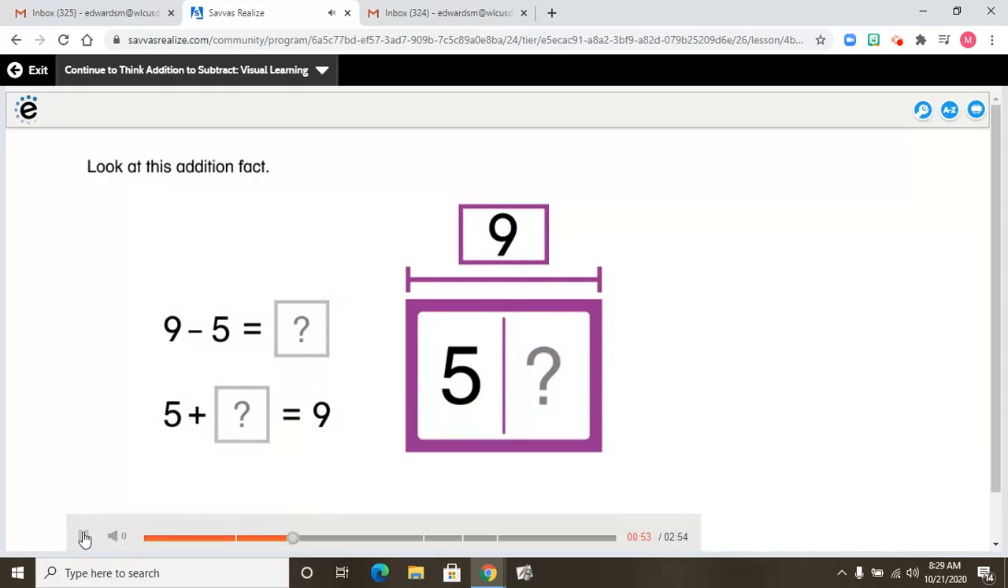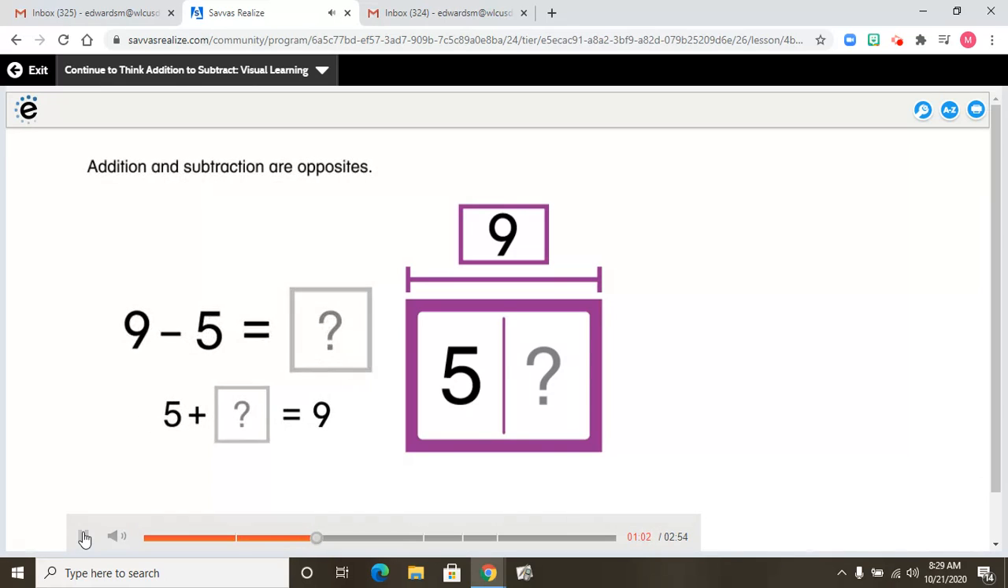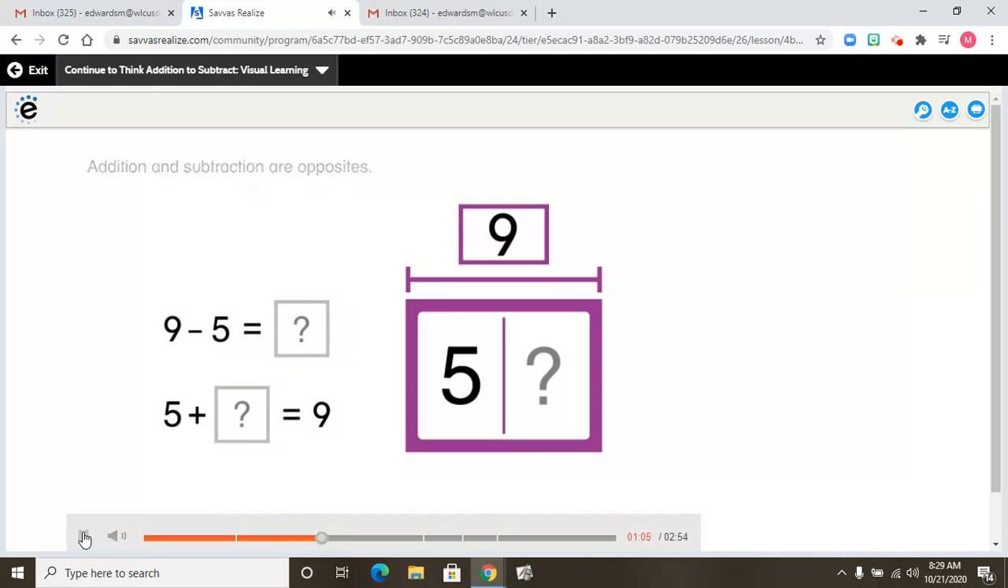Look at this addition fact. How can addition help solve subtraction? Addition and subtraction are opposites. The missing number in the addition fact is the same as the answer in the subtraction fact. Why can you use this addition fact to find 9 minus 5? You know from the subtraction fact that one part of 9 is 5. You also know that the whole is 9. What can you add to 5 to make 9?